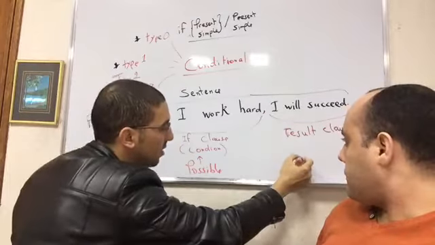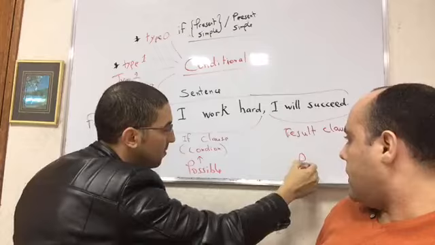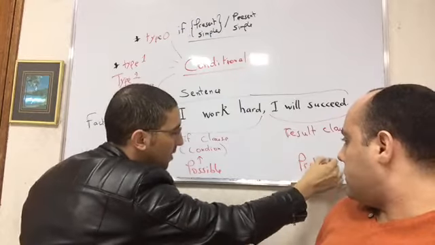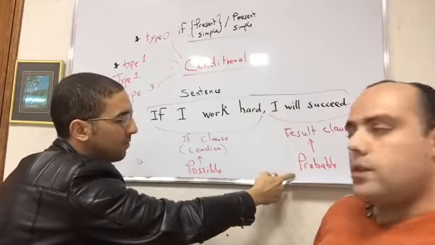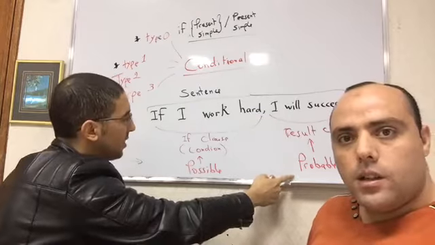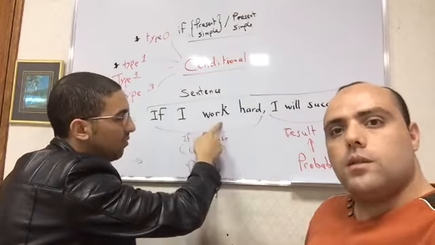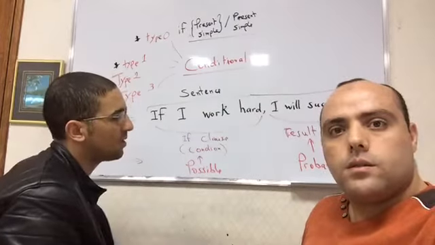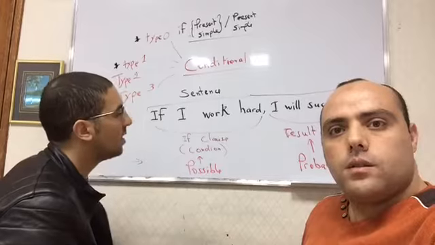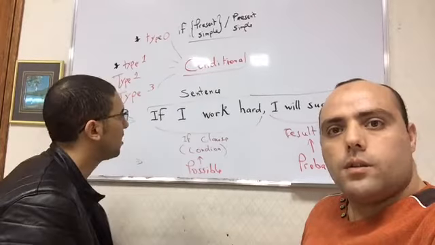So this one here is probably. If you fulfill this, this is probably going to happen. Yes, this is the result. So if I work hard now in the present, I will succeed in the future. It has a high likelihood that I will succeed.